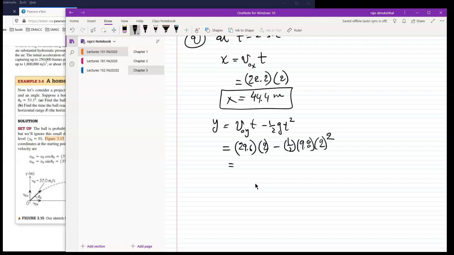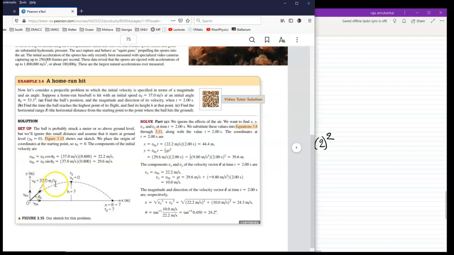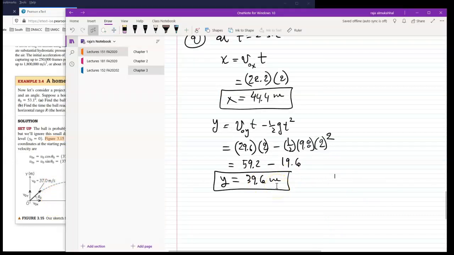So 29.6 times 2. Again, I hope you're working with me. I'm going to get here 59.2 minus, this is 4.9 times 4. 4.9 times 4, answer 19.6. And then 59.2 minus 19.6, answer 39.6. So it's 39.6 meters. Okay, so go back to the picture: at 2 seconds, somewhere here, the ball is at the height of 39.6. Got it?